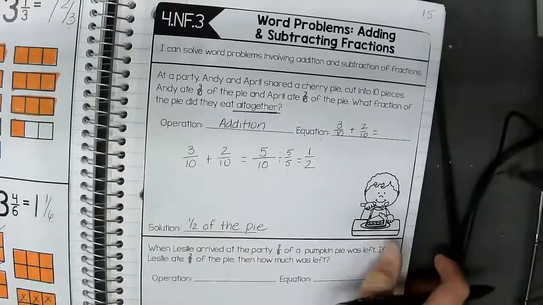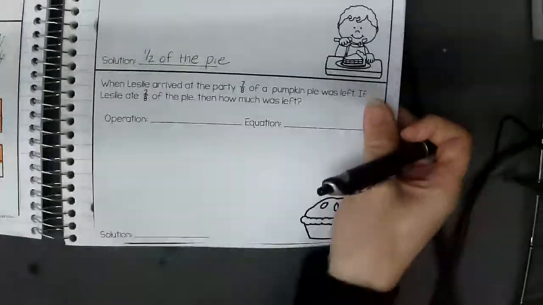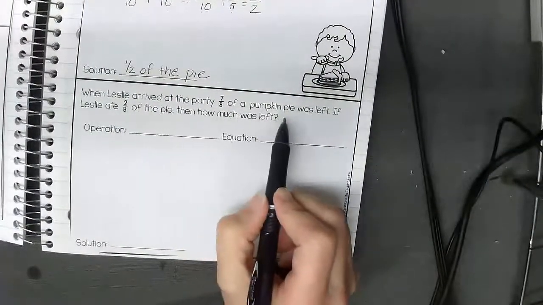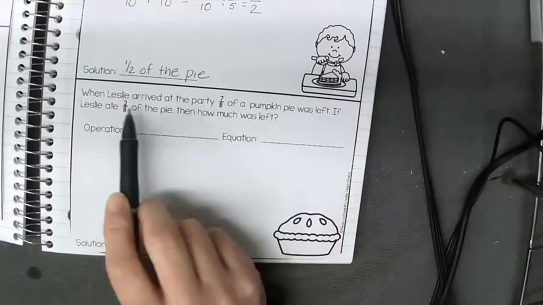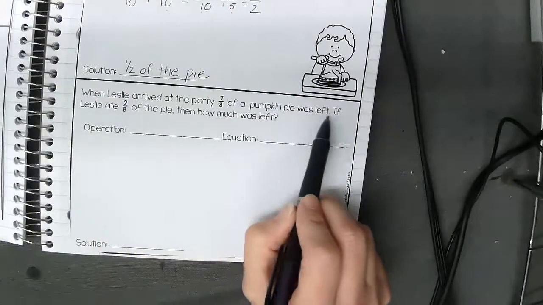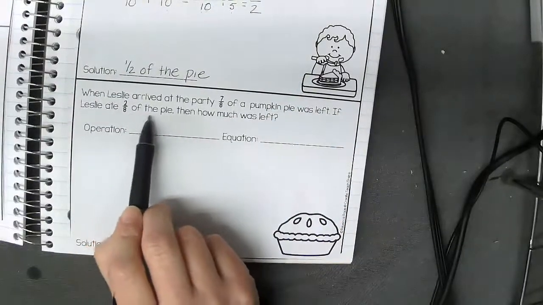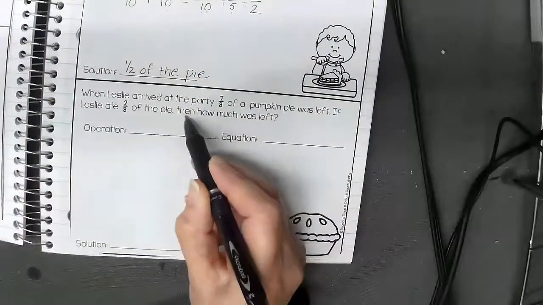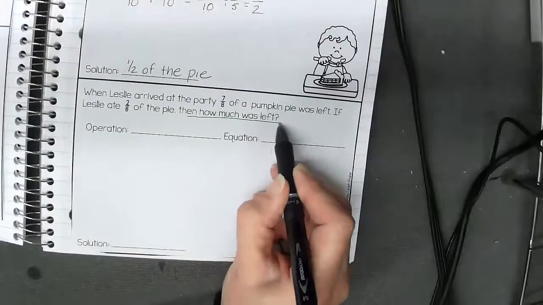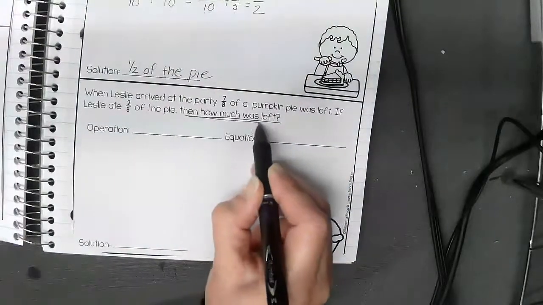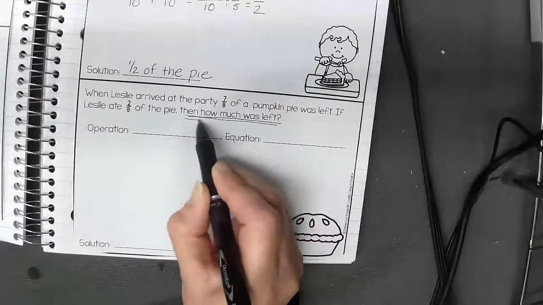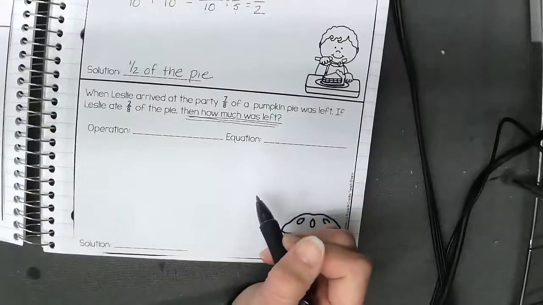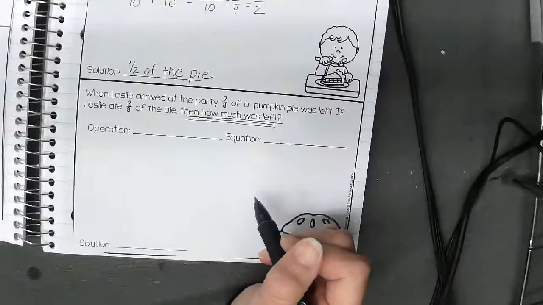Okay? Now, moving on. When Leslie arrived at the party, 7/8 of a pumpkin pie was left. All right, so a certain amount of a pumpkin pie was left. If Leslie ate blank of the pie, then how much was left? All right, how much was left? This lets us know what type of problem this is. Is it addition? Is it subtraction? Is it multiplication? Or is it division?